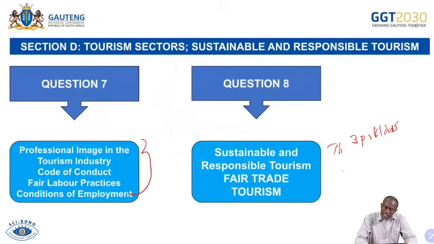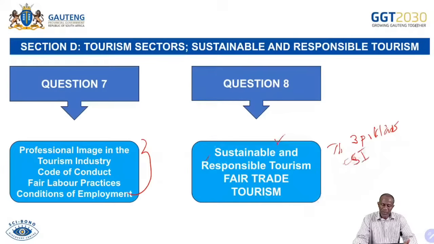Also make it a point that you know something about the corporate social investment, which is your CSI, and you need to know the fair trade tourism, FTT, know what it stands for, and know how to define this concept.